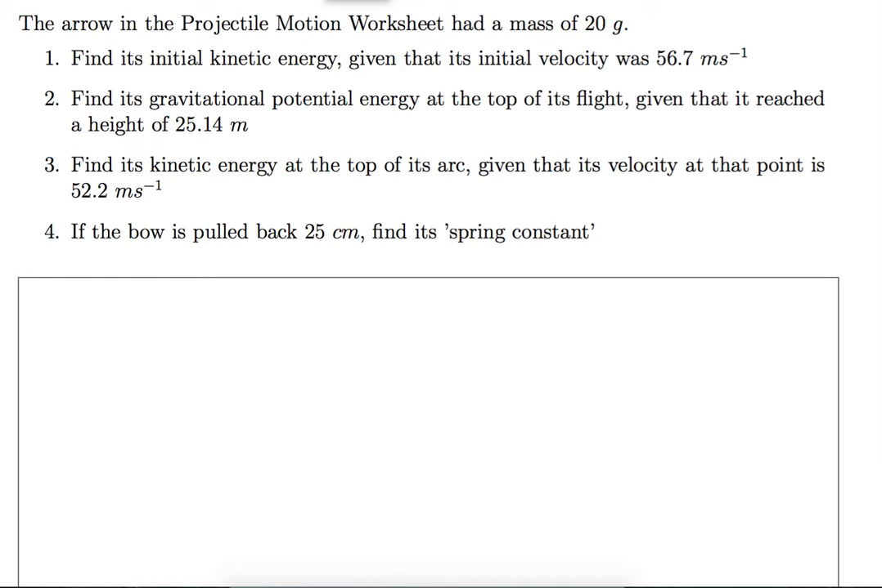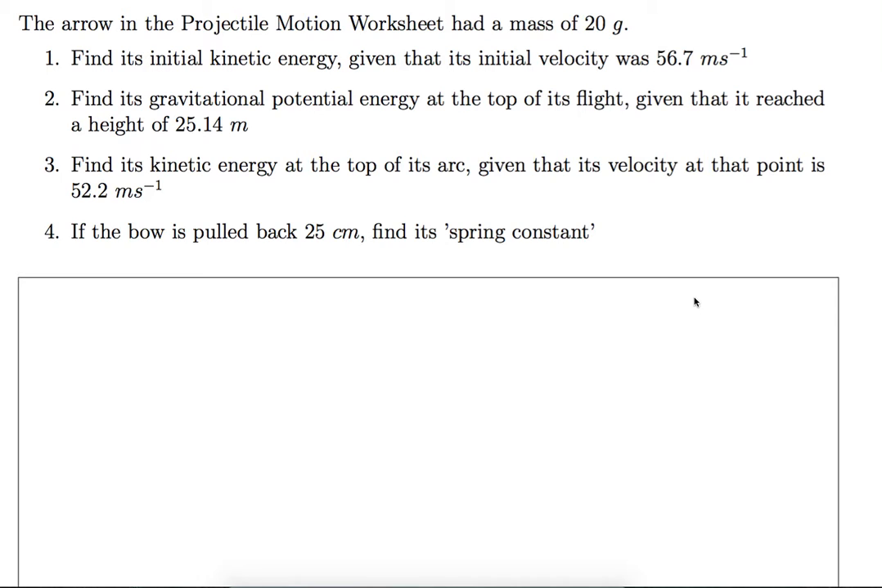Okay, this one is the worksheet about energy, but I decided that I would build on the worksheet that we did last week about projectile motion, and just use the same example, but look at the energy of what's happening rather than the velocities and accelerations and times and so on. So first up, we've got a 20 gram mass of the arrow.